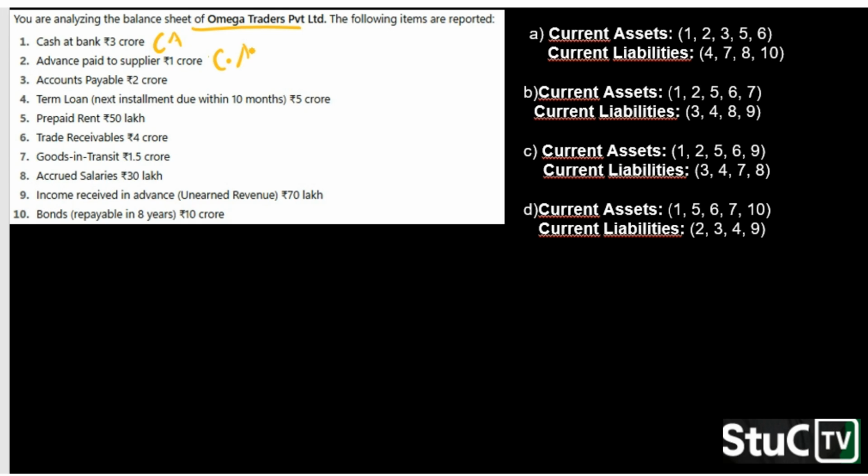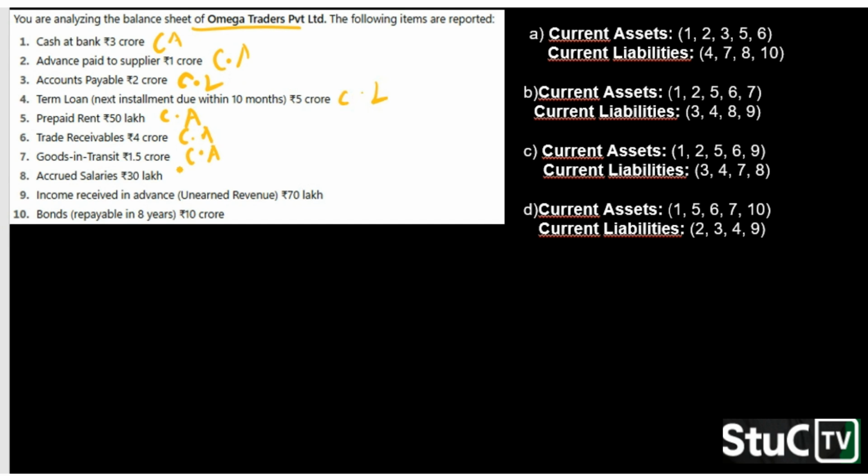Accounts payable is current liabilities. It is due within 1 year, so it will be part of current liabilities. Term loan due within 10 months, again current liabilities. Prepaid rent is always part of current assets. Expenses, if they are prepaid, will be part of current assets. Trade receivables, again, receivables have to be converted into cash within 12 months, part of current assets. Goods in transit, yes, a part of your goods, so it will be part of current assets.